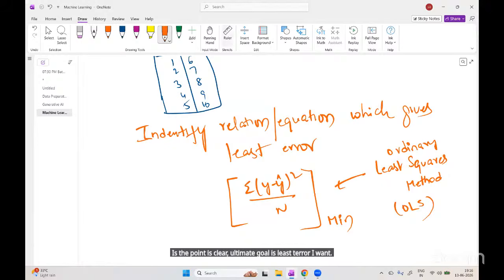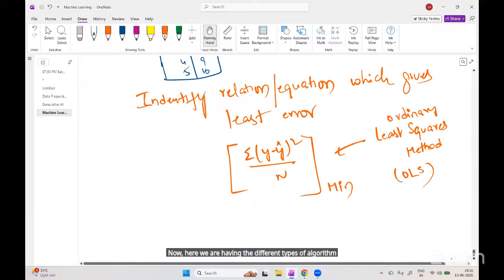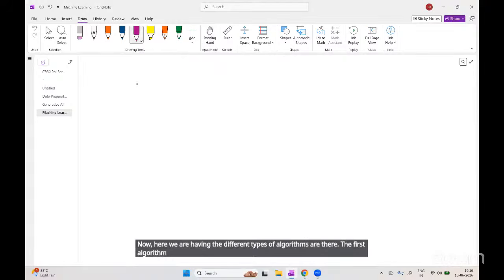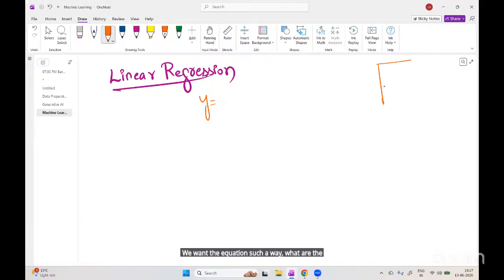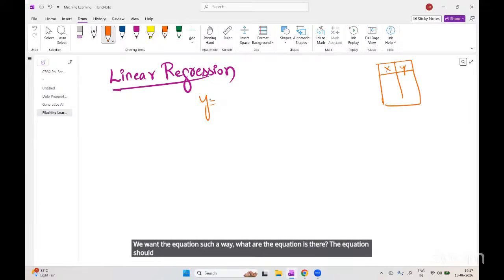Now, here we are having the different types of algorithms are there. The first algorithm they have started with the called as linear regression. What is the first one? Linear regression. That is the first algorithm which they have started. So what they have felt is we want the equation such a way. What are the equation is there? The equation should be linear. What is meant by linear means a linear line.